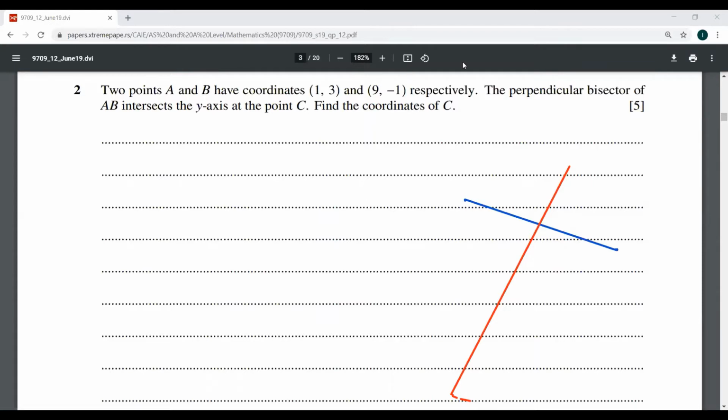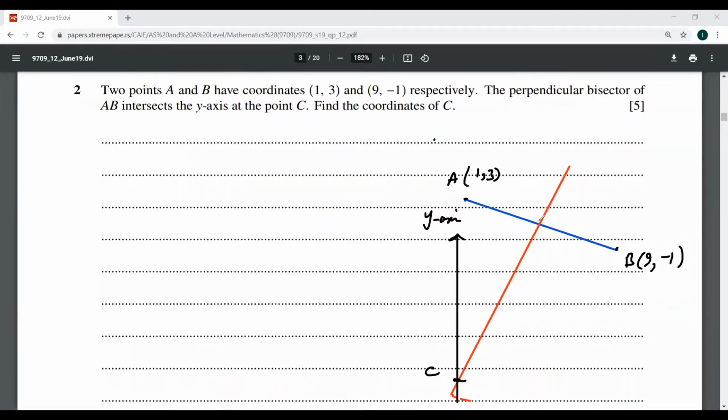So let me draw my x-axis and the y-axis. So suppose here is, just a minute. Here is my y-axis, and I don't want to draw this completely. So this is my y-axis, and here is the point C. So this was the point A, which is (1, 3). Here is the point B, which is (9, minus 1). Okay, and it says we have to find the coordinates of the point C.